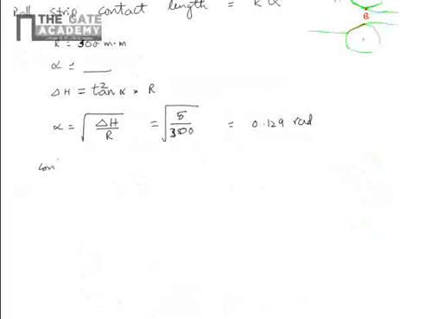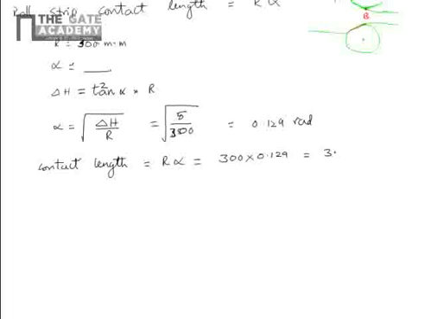Roll strip contact length equals r alpha, which is 300 mm into 0.129, equal to 38.72 mm. So it is a 2 marks question. If you know the formulas, you can solve it in just a minute, because for each question you have 3 minutes, so you can easily solve it.